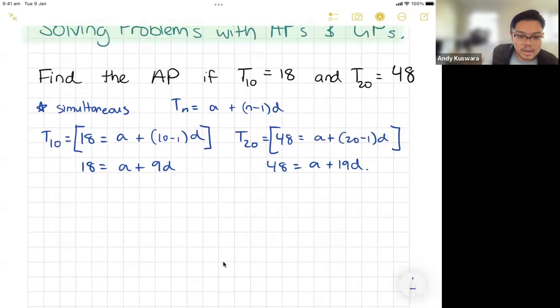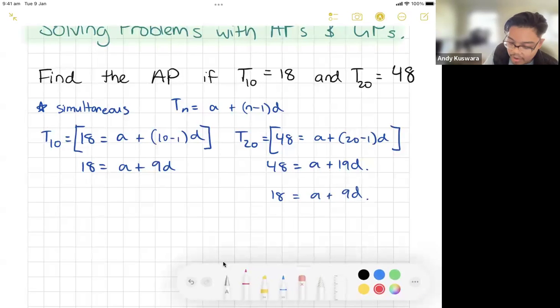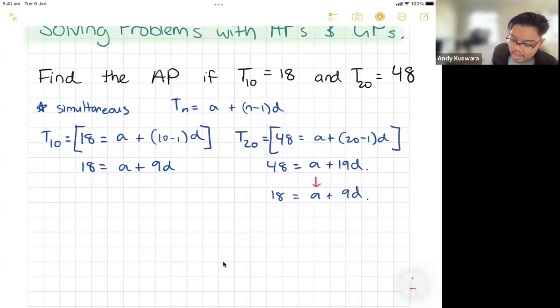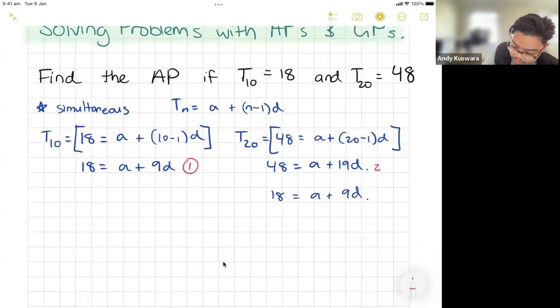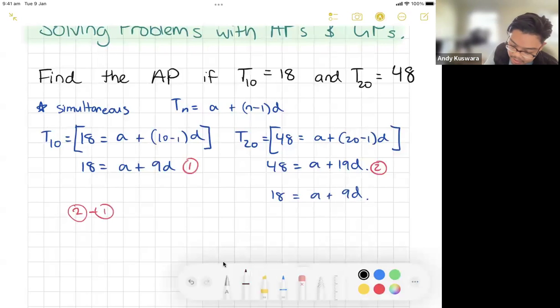What are the two methods? Elimination, or you can do substitution. For this particular one, if I write this one underneath 18 equals A plus 9d, I can see it's kind of prime for elimination because the A's will cancel each other out. So if I label this one as 1 and 2, essentially what I'd be doing here is 2 minus 1. But I'm just going to minus them underneath.